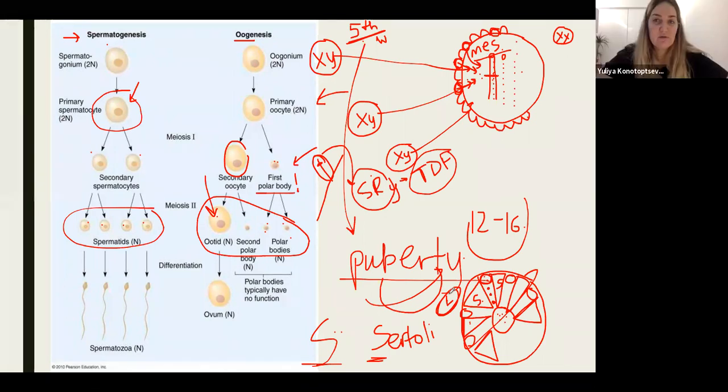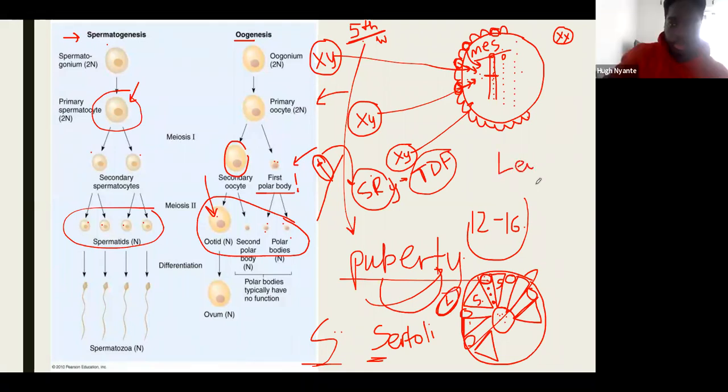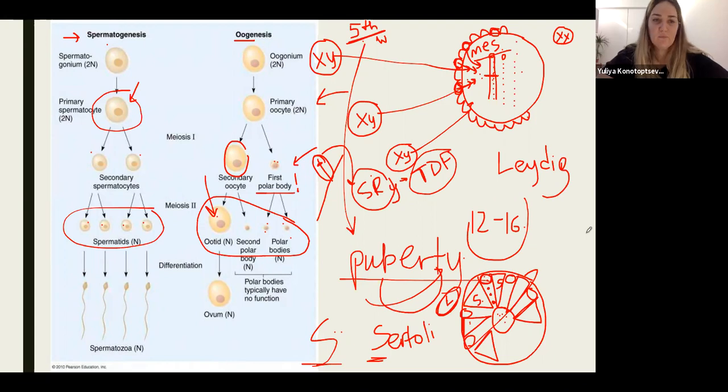Leydig cells produce testosterone. How do you spell it? Leydig. Leydig cells come from the mesenchyme, and they produce testosterone.